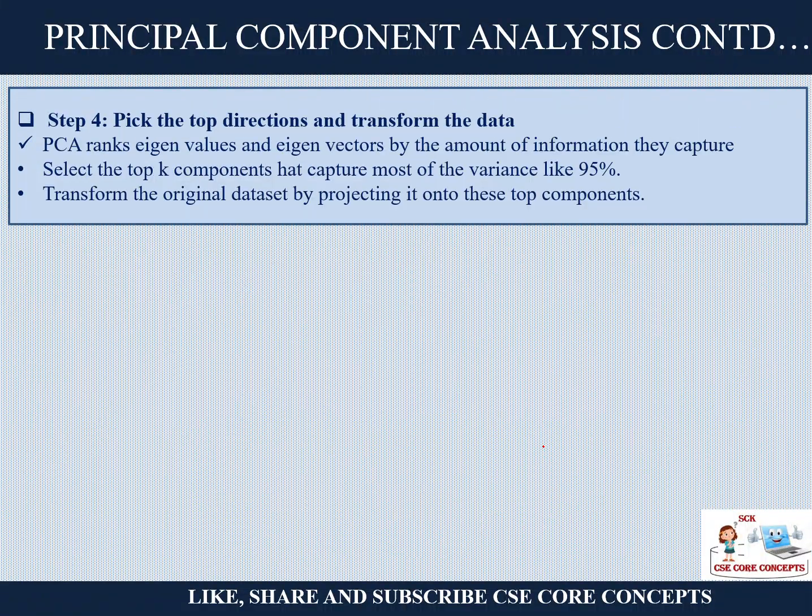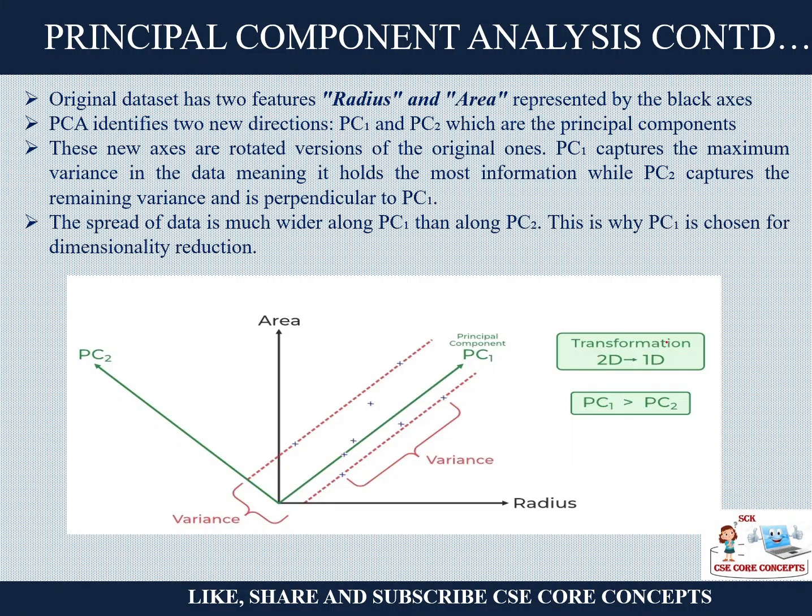And finally, you have to pick the top directions and transform the data. PCA ranks eigenvalues and eigenvectors by the amount of information they capture, that is, how many components could capture, say, 95% of the variance. So you transform the original data by projecting it onto the top components.